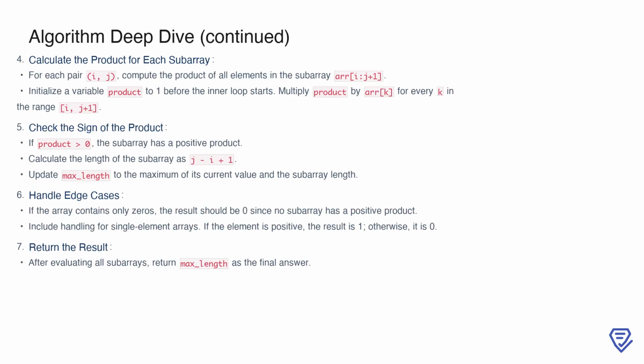In addition to these calculations, it's important to handle edge cases. For example, when the input array contains only zeros, the result should be 0 since no subarray can have a positive product. Similarly, for single-element arrays, if the element is positive, the result is 1, otherwise, it is 0. After processing all subarrays, we simply return max_length as the final result.